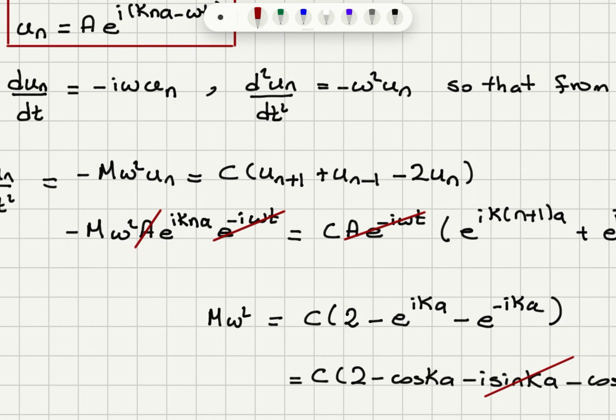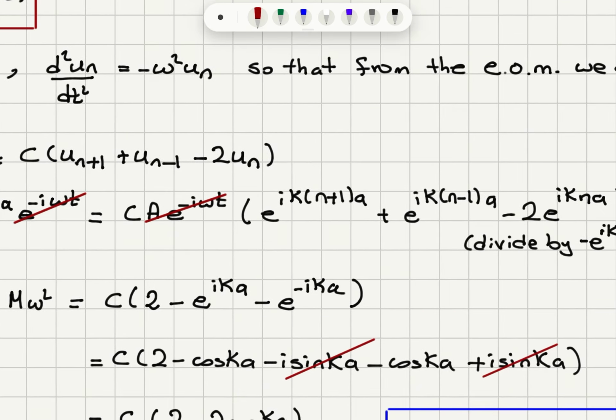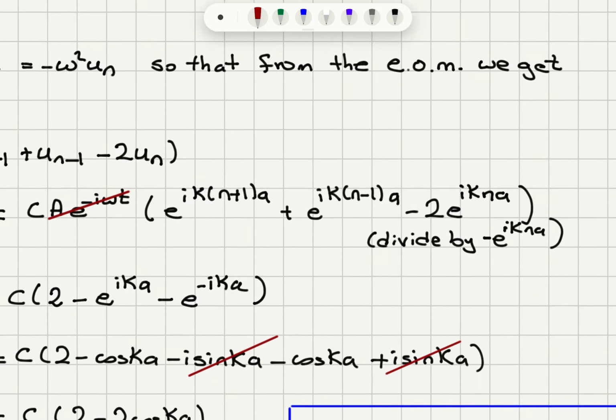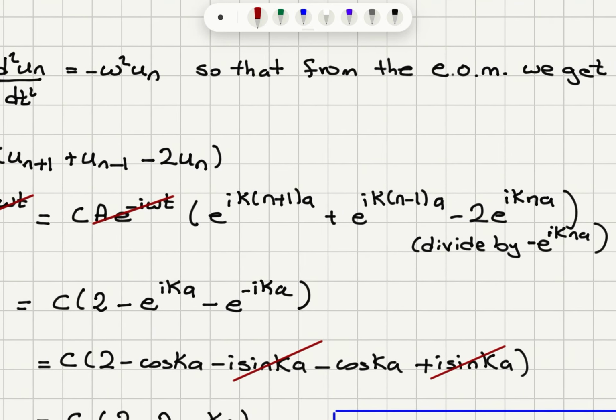Okay, so if I divide it by minus e to the i k n a, you can see that the left hand side will become just capital M omega squared. And the right hand side, c times, I had minus 2 e to the i k n a, that will become plus 2. And then I had e to the i k (n plus 1)a, so that will become e to the i k a with a minus sign. And then I will have e to the minus i k a with a minus sign.